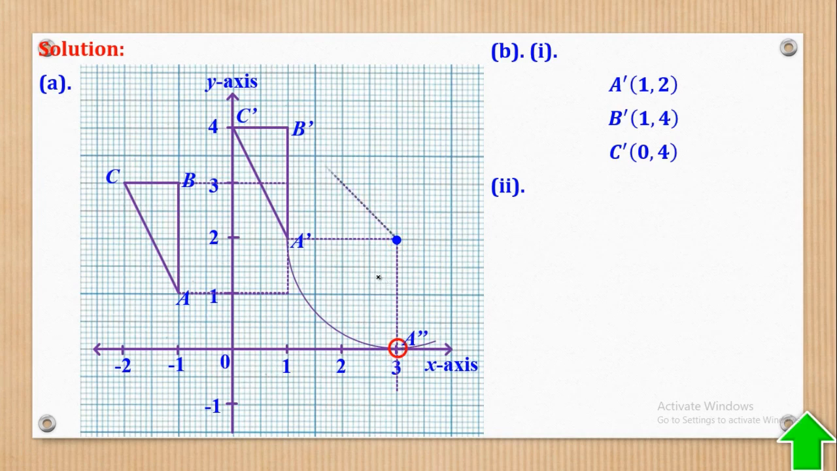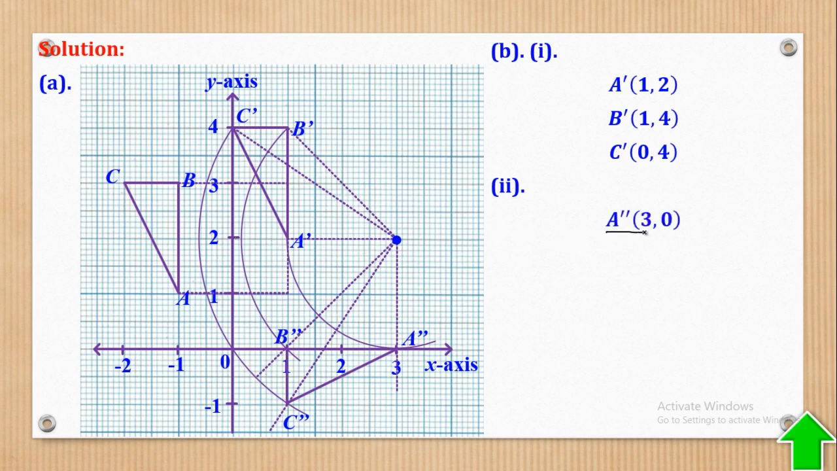Do the same for B prime. Join, then use the protractor to measure 90 degrees, then get your pair of compasses, put it there and mark off that arc, and that will be B double prime. For C prime, join from the center to C prime, measure off 90 degrees, and then use a pair of compasses, put the compass point there and mark off that arc. So next is to join the 3 points. So join the 3 points to get that triangle. Therefore you come and say that A prime is that, B double prime is that, and C double prime is that.